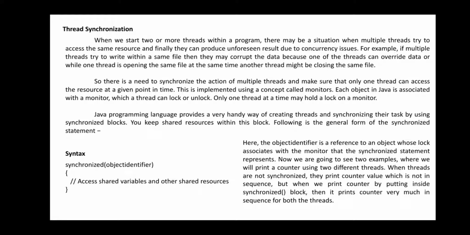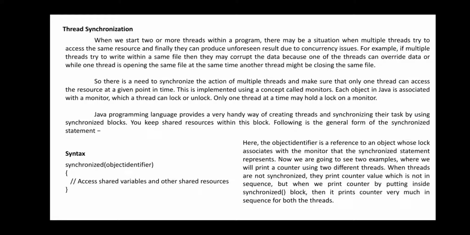Synchronization. Synchronization, what it is going to do: until completion of the first thread, the second thread or other threads will be locked. If one is completed, it is going to allow the second thread to execute. Then afterwards you can go for the third thread, fourth thread, and so on. That is called what? Synchronization. Java programming language provides a very handy way of creating threads and synchronizing their tasks by using synchronized blocks.